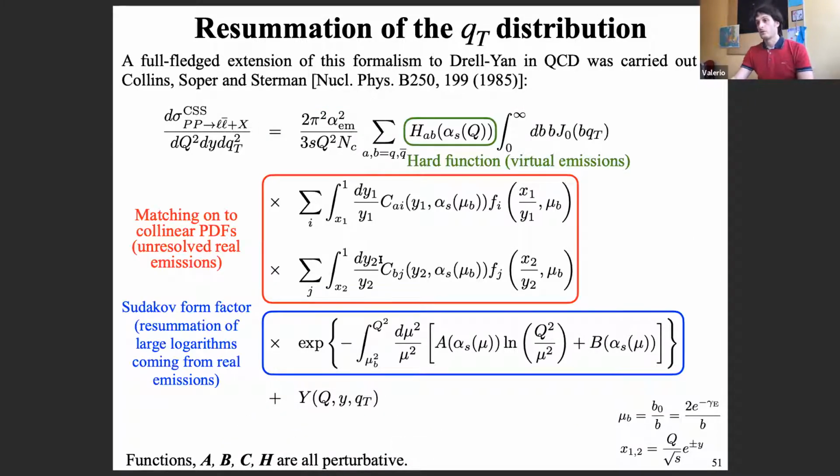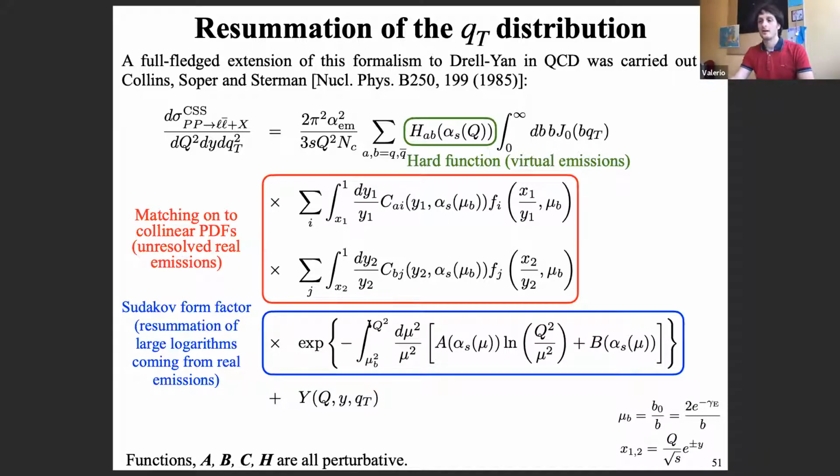Then let's focus on the resummation bit. You have a function H, which is called the hard function, and this is connected with the virtual emissions. This comes from the calculation of the hard function, if you remember factorization. Then you also have collinear PDFs involved in the calculation, but these PDFs are matched. This is the jargon, and so the PDFs are convoluted with perturbative coefficients C. This takes into account the effect of unresolved real emission, so you don't see these emissions.